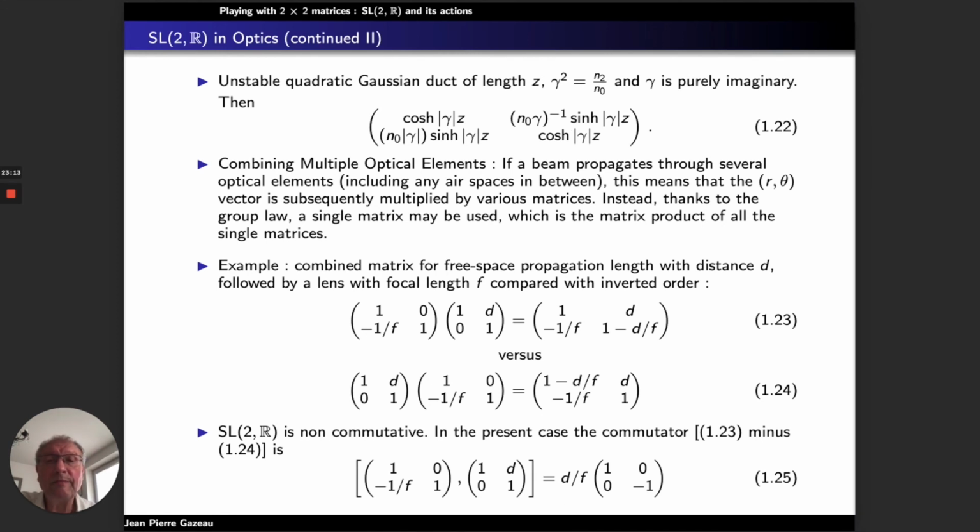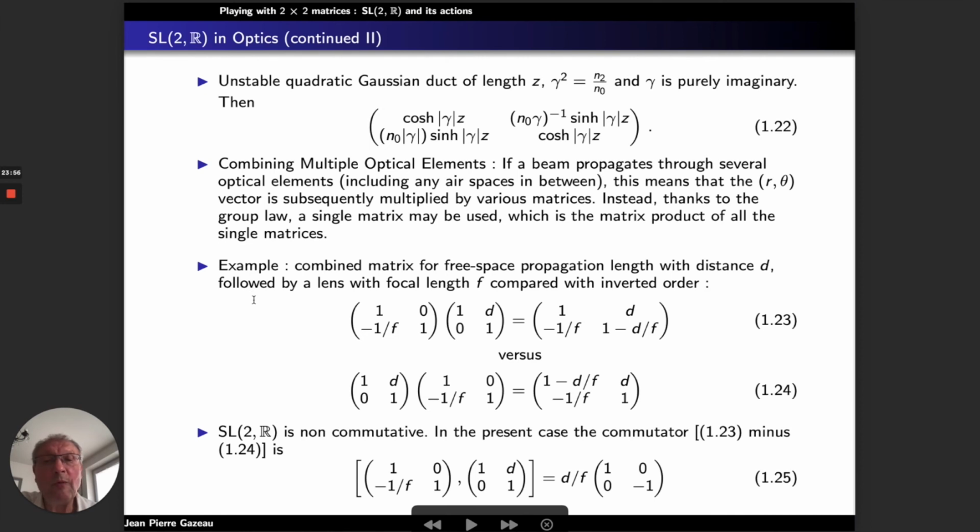Okay? So now, if you combine multiple optical elements, you get a general SL2R matrix. If a beam propagates through several optical elements, including any airspaces in between, this means that the r theta vector is subsequently multiplied by various matrices. Instead, thanks to the group law, a single matrix may be used. This is a fundamental use of the multiplication property of matrices.